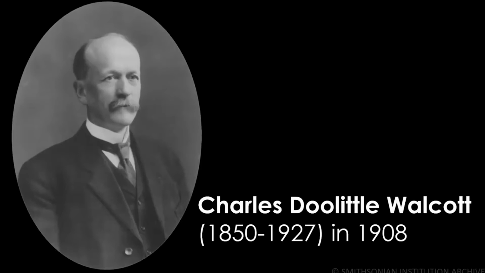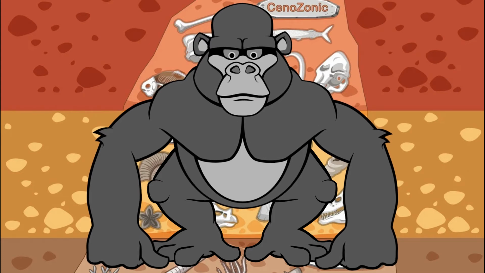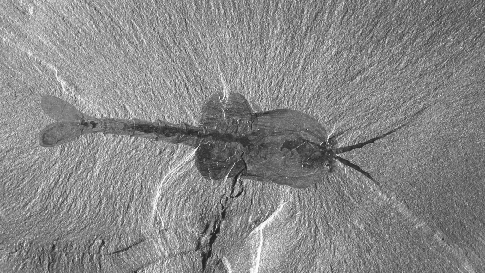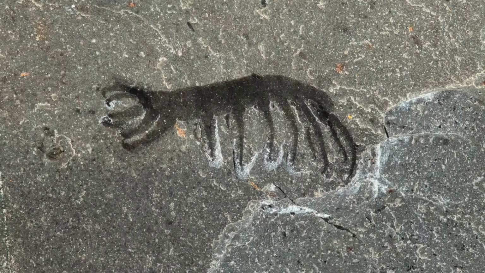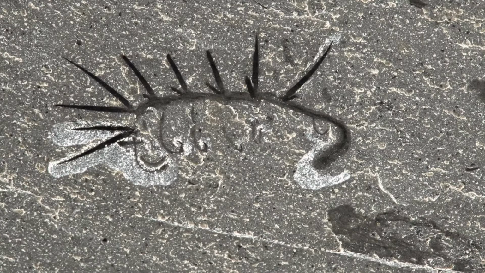Charles Walcott was an American paleontologist who, in 1909, discovered many well-preserved fossils of ancient sea organisms near Mount Burgess, Canada. The fossils were preserved in layers of shale left by an ancient ocean. The soft tissues of many of the fossilized organisms in the Burgess Shale were preserved in great detail.